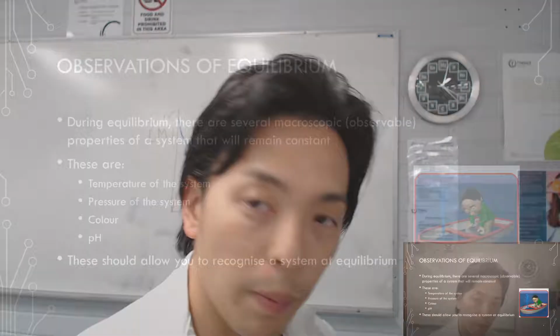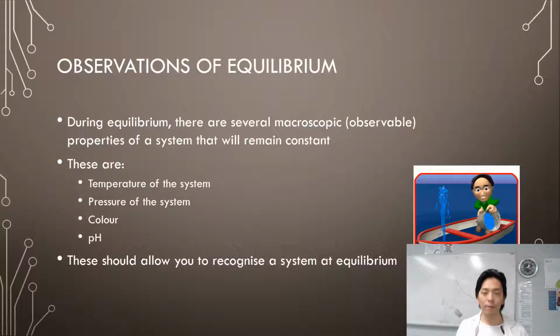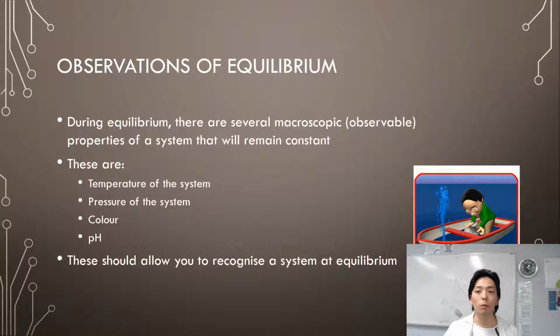Let's also talk about this thing called observable equilibrium. During equilibrium, there are several macroscopic, which is something that you can see with your naked eyes, observable changes or properties of a system that will remain constant. At equilibrium, they are said to be constant. Those things are the temperature of the system. If the reaction was producing heat, the heat will stop increasing or decreasing.